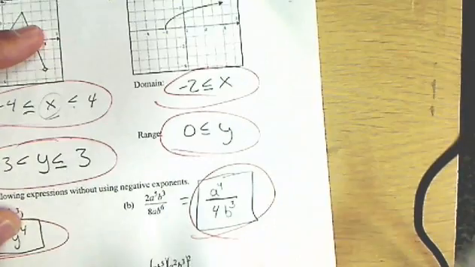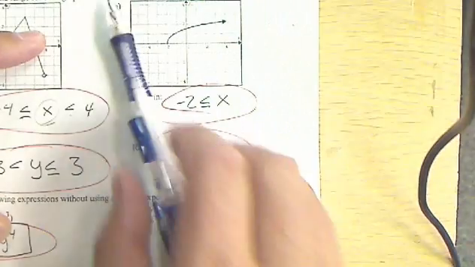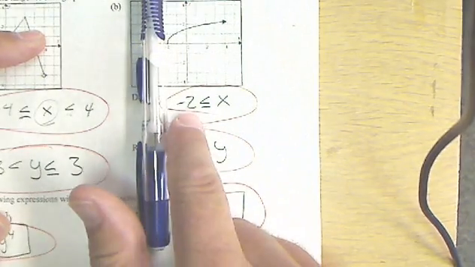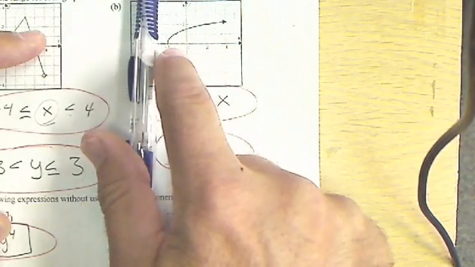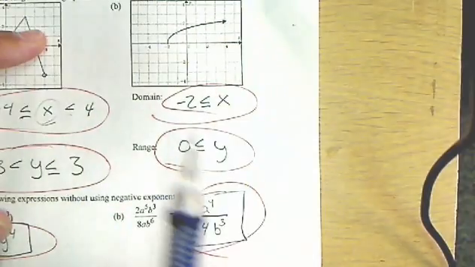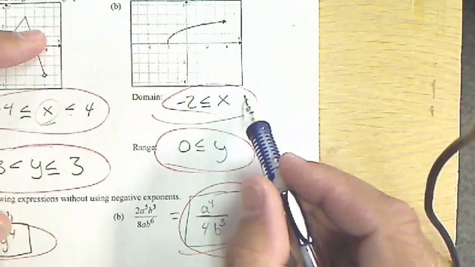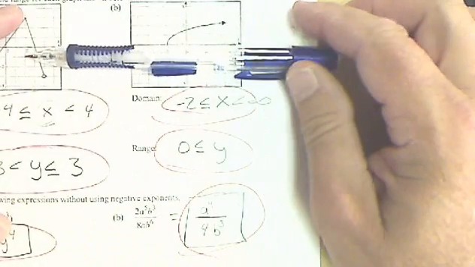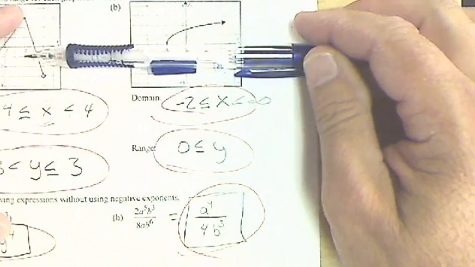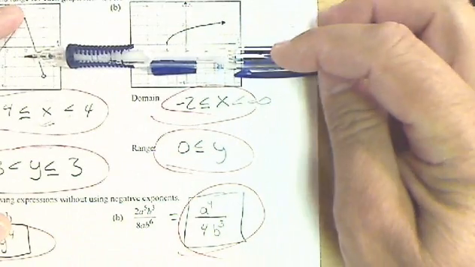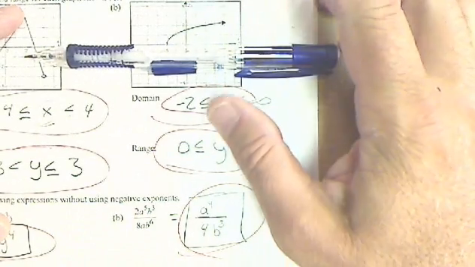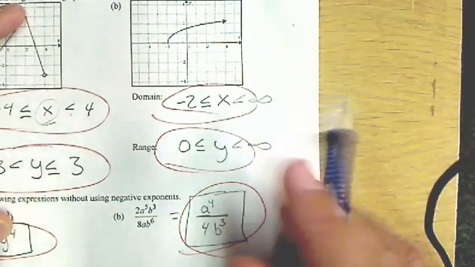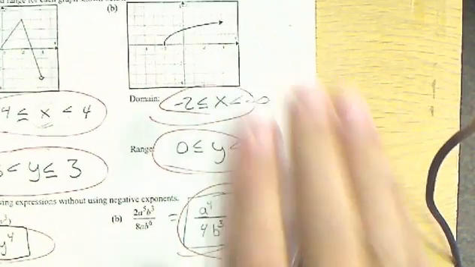Over here we've got x could be anything bigger than -2, but it can also be -2 because there's no open circle. And it can go all the way to infinity. So you could even write that this way if you wanted to. Most of you didn't. So 0 is my lowest y, but it could equal 0 because there's no open circle. And it goes up forever. So you could even write this one with infinity also. This also works.